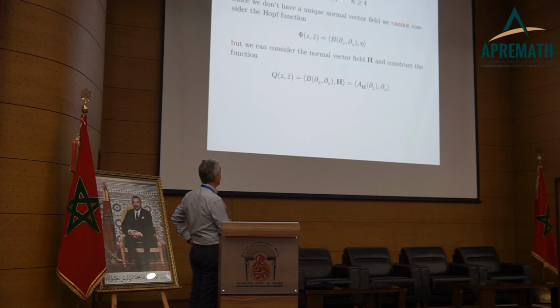But even in this case, when the codimension is greater than or equal to 2, you can of course consider H as a normal direction, the mean curvature. And then you can consider this new function that I call Q. I mean, formally is the same, but just replace eta with H.